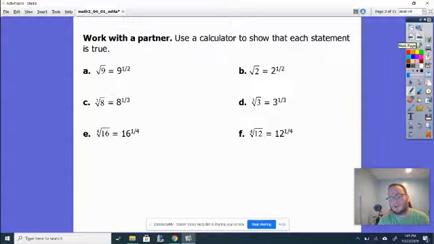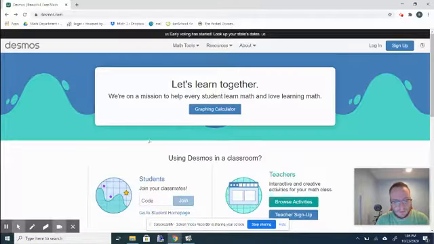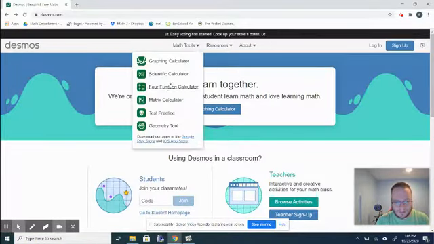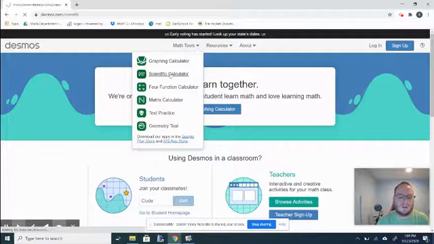What this slide is showing us here is that if we take the square root of something, it's the same thing as taking the 1/2 power of something. So let's just do that real quick. We're going to head over to Desmos here, and really, we just need the scientific calculator, so let's do that.